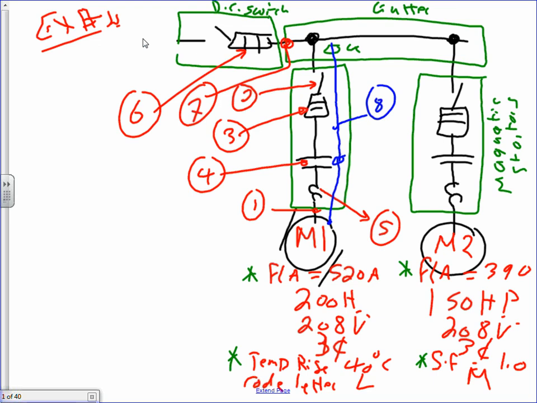This is a magnetic starter. So we're feeding two motors. We have two magnetic starters, M1, M2. I have full load amps for the first one, 520, for the second one, 390. I have a horsepower. My horsepower for the first one equals 200. For the second one it is 150.